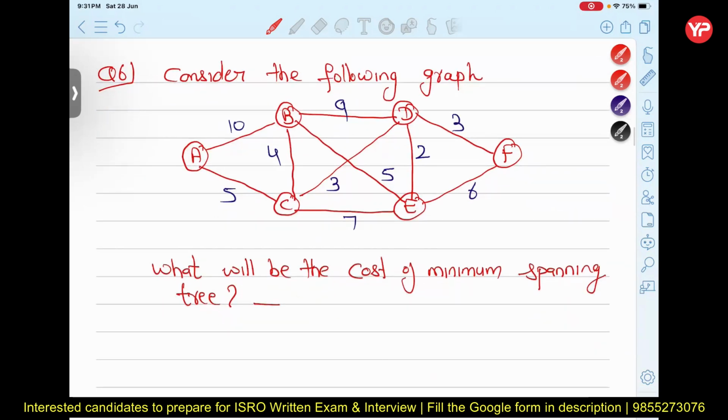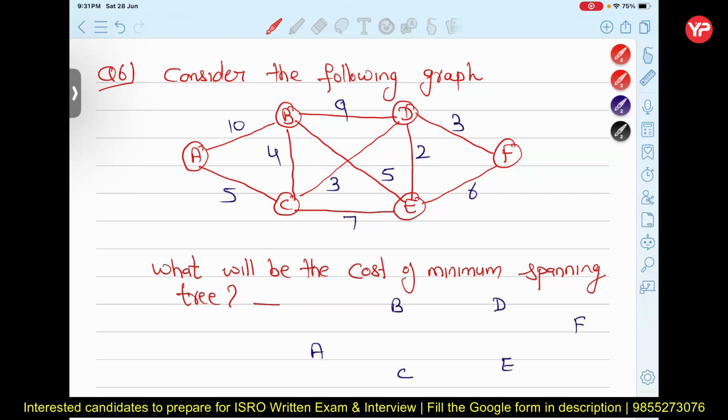Next, consider the following graph. What will be the cost of the minimum spanning tree? Fine, we need to find out the cost of the minimum spanning tree. We have the graph with A, B, C, D, E, and F. These are the vertices. Now, whenever you are trying to find the minimum spanning tree, always just take the minimum edges, minimum weight edges.